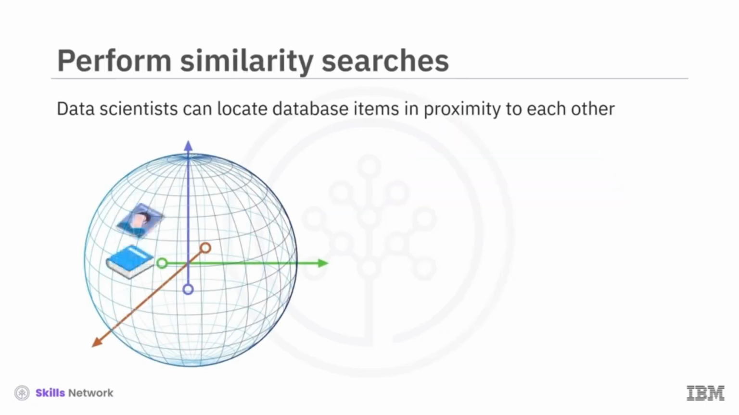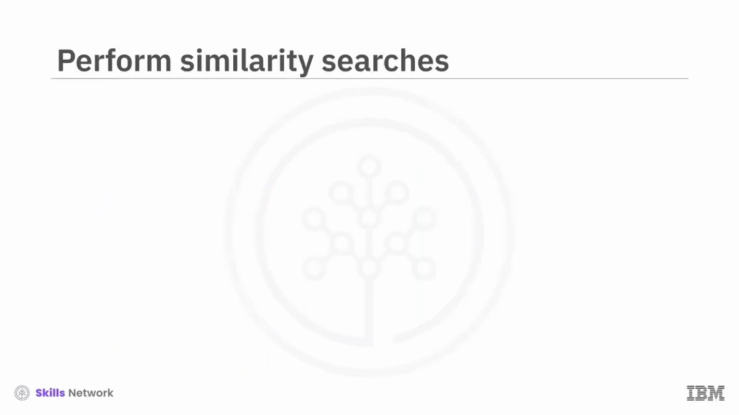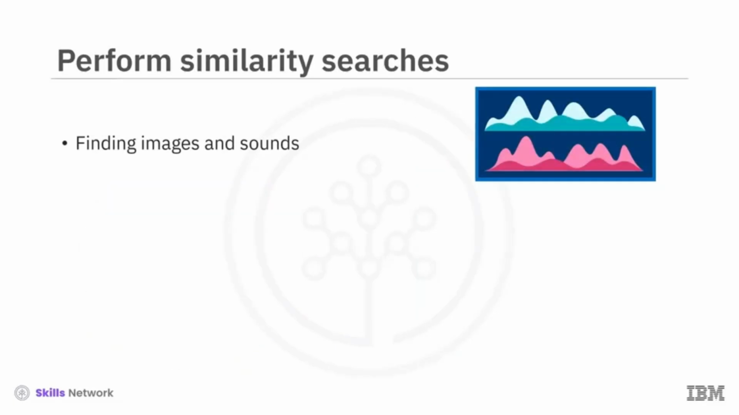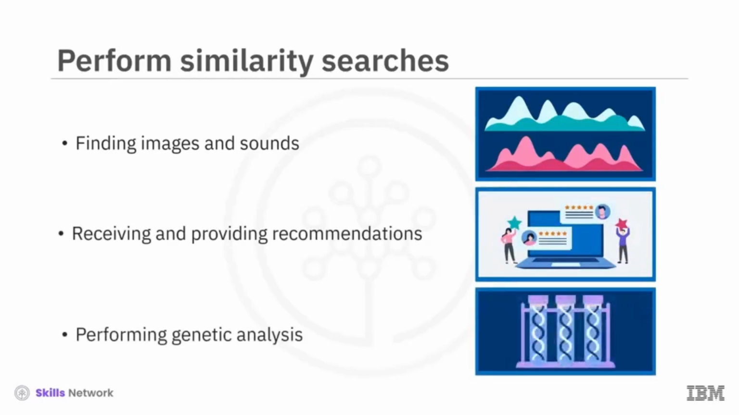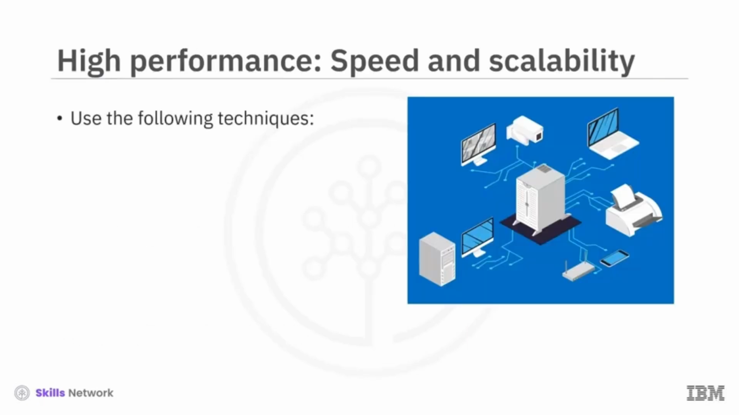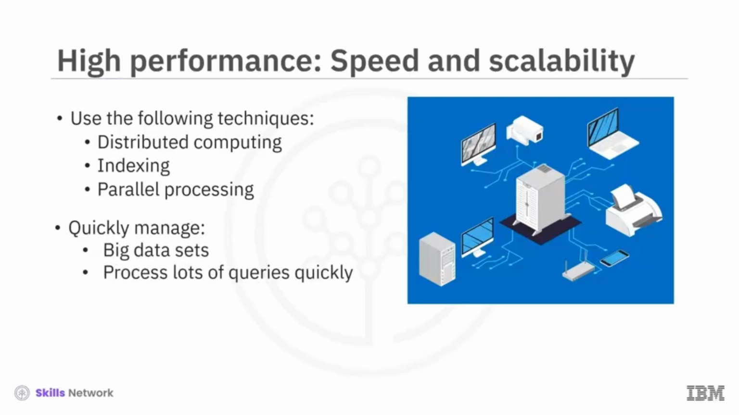Vector databases can quickly and accurately locate related items, known as a similarity search, based on each database item's proximity to each other in the high-dimensional space where the vectors represent data. Similarity searches are essential for finding images and sounds, receiving and providing suggestions or recommendations, and genetic analysis. Vector databases use techniques including distributed computing, indexing, and parallel processing to quickly manage big data sets and process queries.